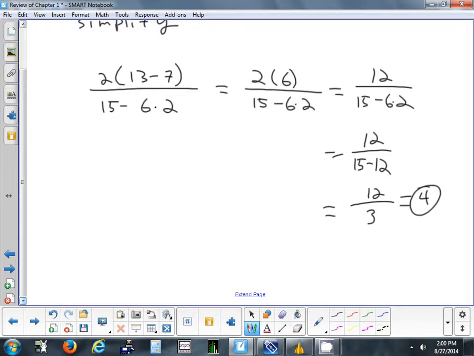Chelsea, what do you think? Put it over 1, right? Just draw a line, put it over 1. Whenever you want to make a whole number a fraction, all you got to do is put it over 1. It's that simple. All right?